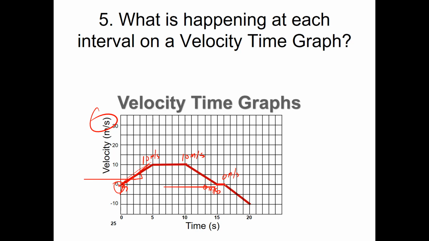And then you started walking backwards. So during this interval, you went from 0 meters per second to negative 10 meters per second. So now you're traveling in a negative direction or a backwards direction. And you did that for 4 minutes.